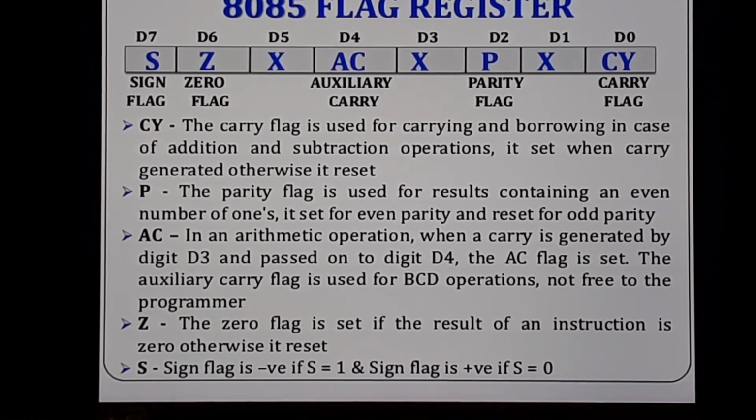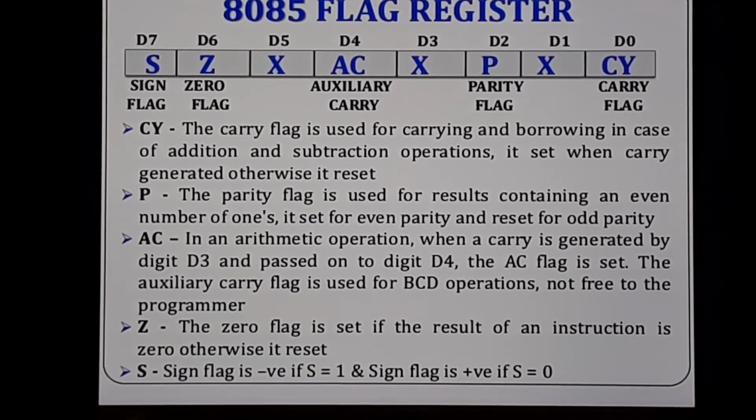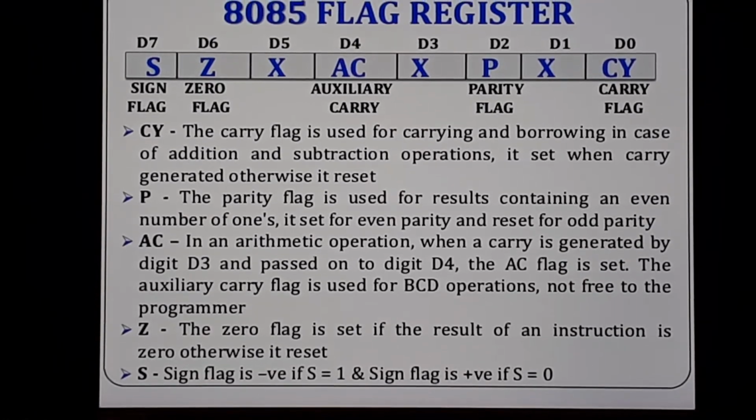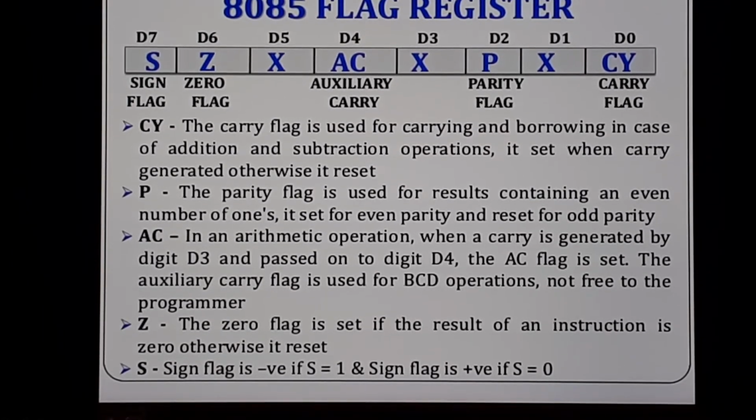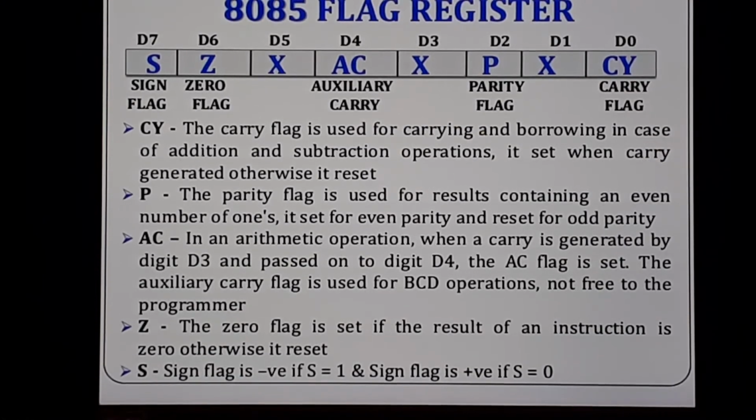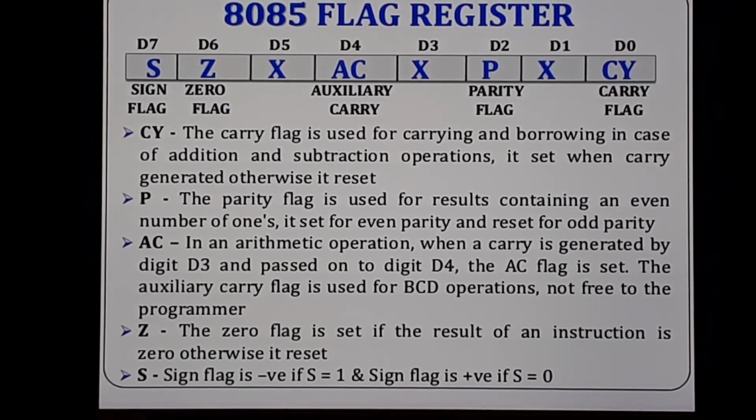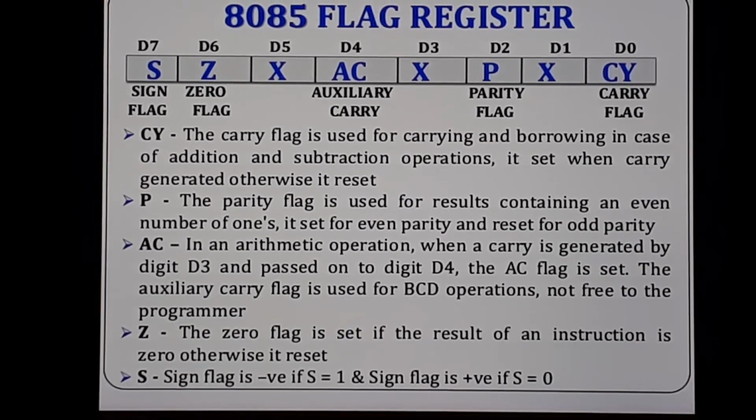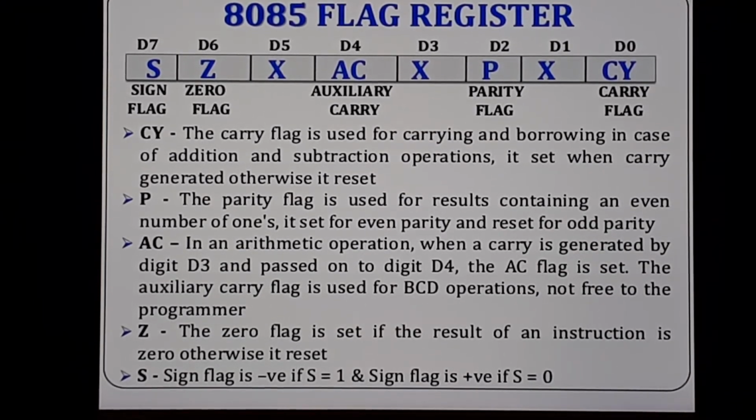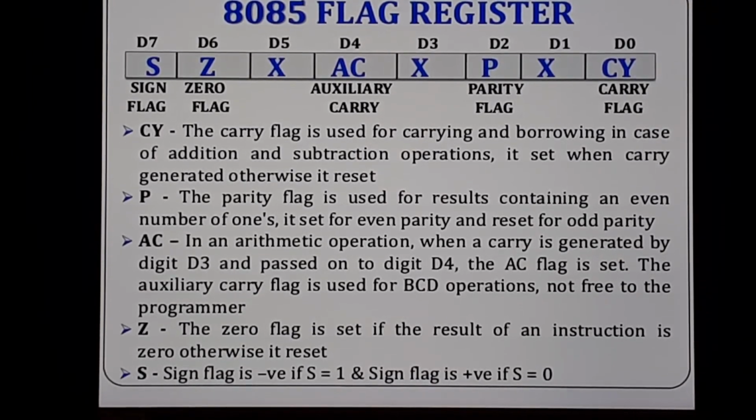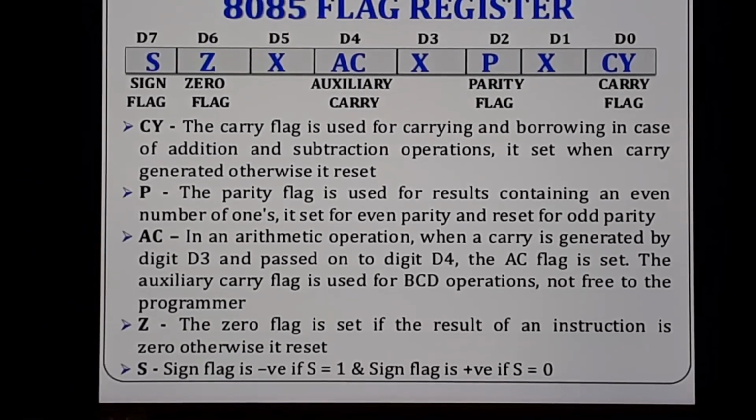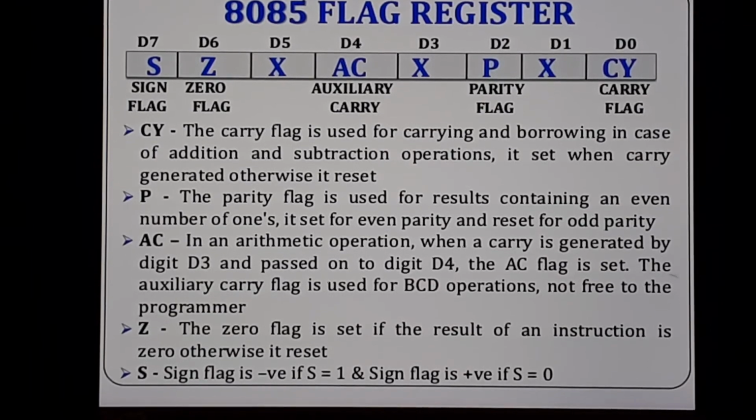Now next is the AC flag, which stands for auxiliary carry flag. This flag will be set to 1 only if there is a carry generated in your accumulator result from the 4th bit to the 5th bit. If the carry is generated from your 4th bit to 5th bit, your auxiliary carry flag will be set to 1, otherwise it will be set to 0. This will be better understood in the example. So you just need to learn the explanation first.